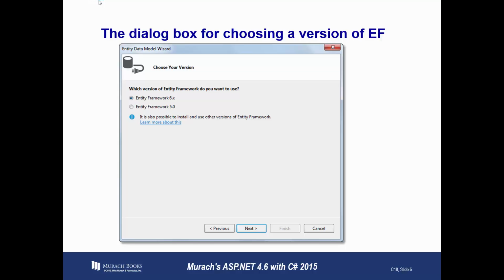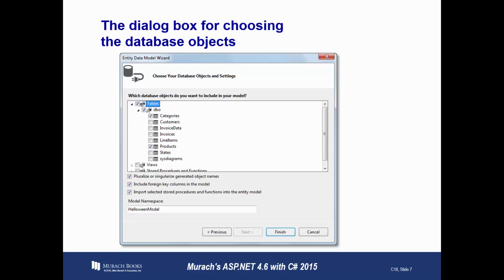In fact, the author mentions that if you don't use Entity Framework 6.x, which should automatically use the latest and greatest, and you choose Entity Framework 5, they can't guarantee that all of the code examples in the chapter will work. Once we've chosen it, let's suppose we've chosen 6.x.